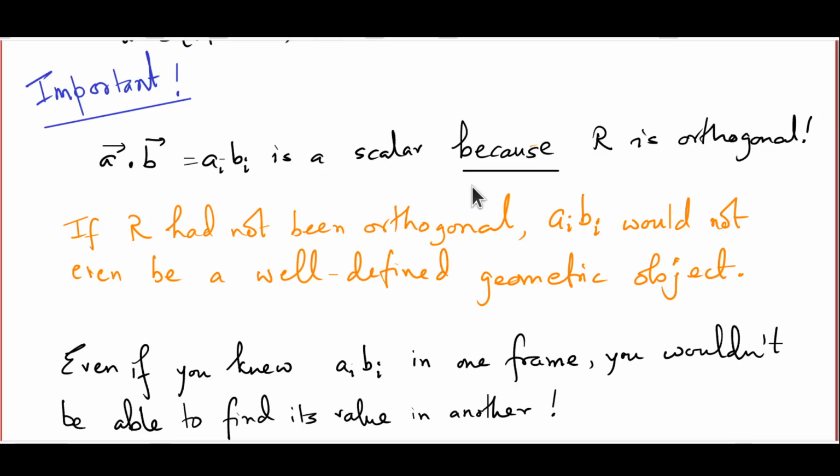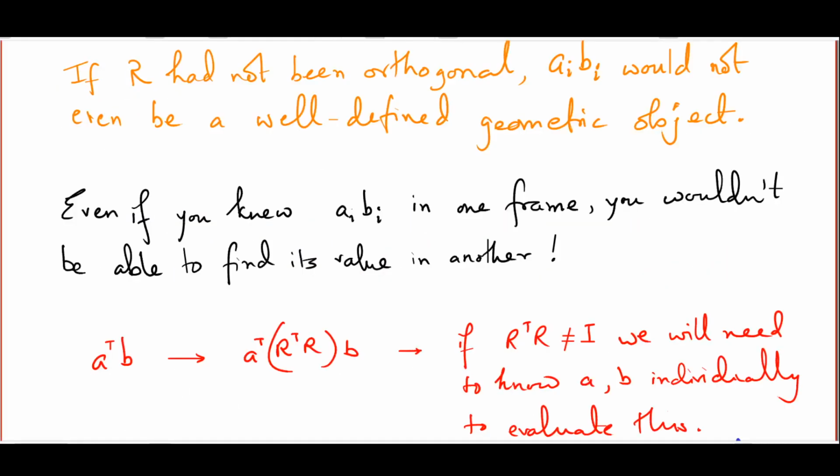To see a proof of this in matrix language, let us just figure out what happens to A transpose B when we carry out the transformation x goes to Rx and the vectors automatically change like A goes to RA and B goes to RB. Then A transpose B, as before, goes to A transpose R transpose times RB.